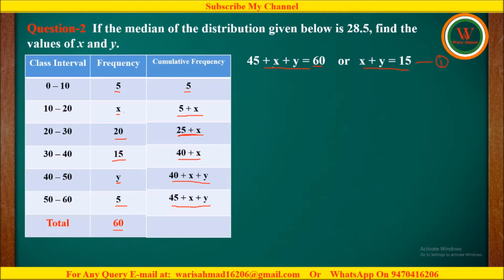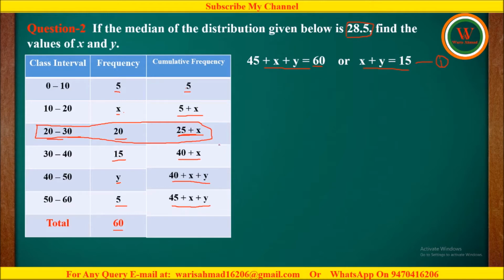After that, we will find the median class. Since the median of the given distribution is given as 28.5, the median class will be 20 to 30. So we will select this whole row. This whole row is representing the median class 20 to 30. Since 28.5 comes in the range 20 to 30, that's why this will be taken as the median class.